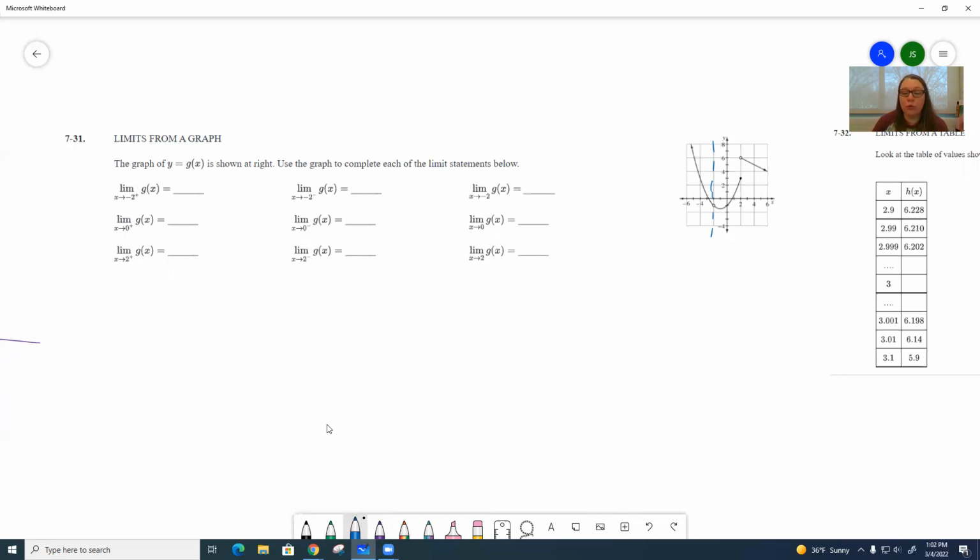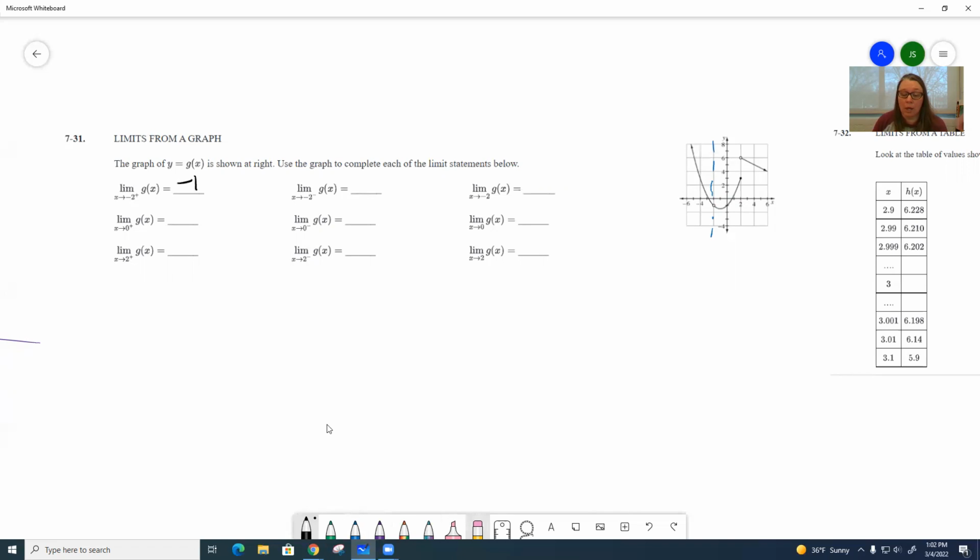So as I approach 2 from the right, so that means I'm starting somewhere over here on the right, and I'm moving over this way, I'm moving closer and closer to this right here. What is this y? The question is, what is this y value? All right, and that y value right there is -1.